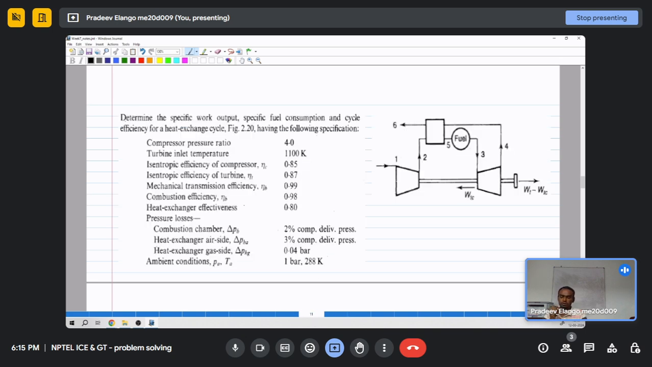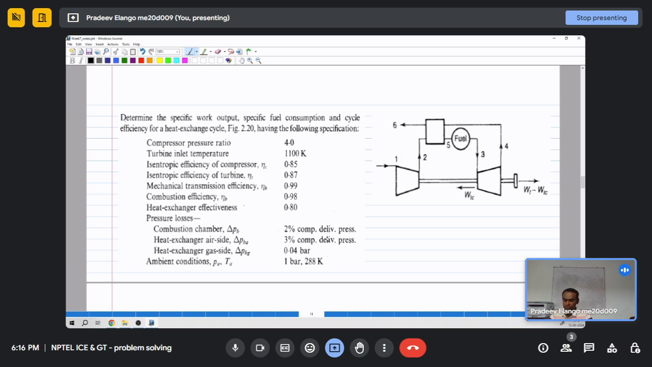Okay, next problem. Determine the specific work output, specific fuel consumption and cycle efficiency for a heat exchange cycle, Figure 2.2, having the following specifications: compressor pressure ratio is 4.0, turbine inlet temperature is 1100 Kelvin, isentropic efficiency of compressor and turbine is given, mechanical transmission efficiency is given, combustion efficiency is given as 98%, heat exchanger effectiveness is given as 80%, and pressure loss at the combustion chamber is 2% of the delivery pressure, and heat exchanger air side is 3% of the compressor delivery pressure.